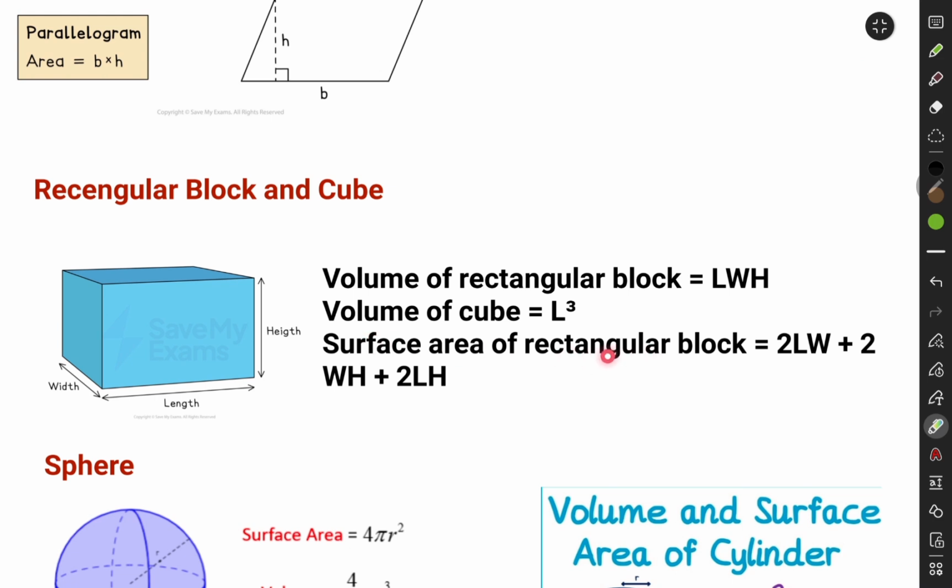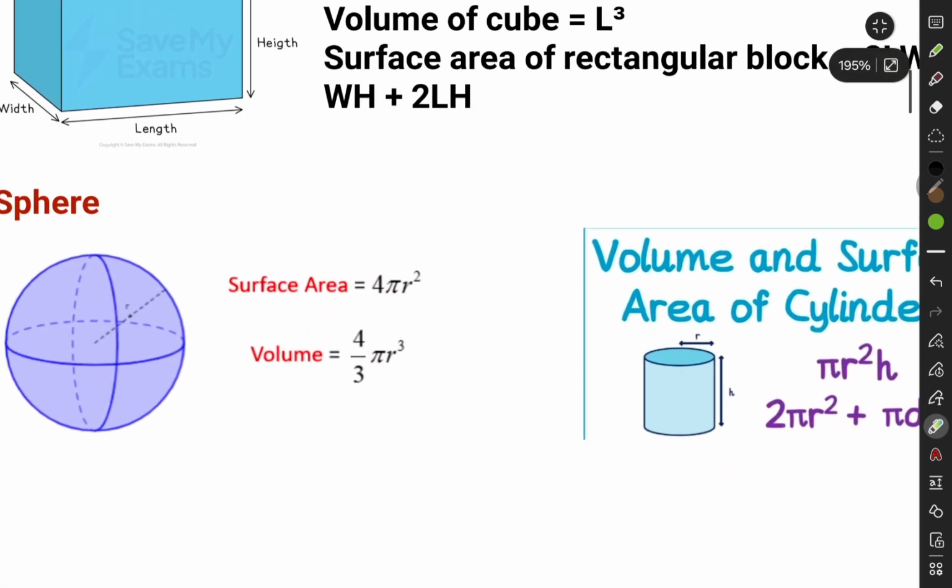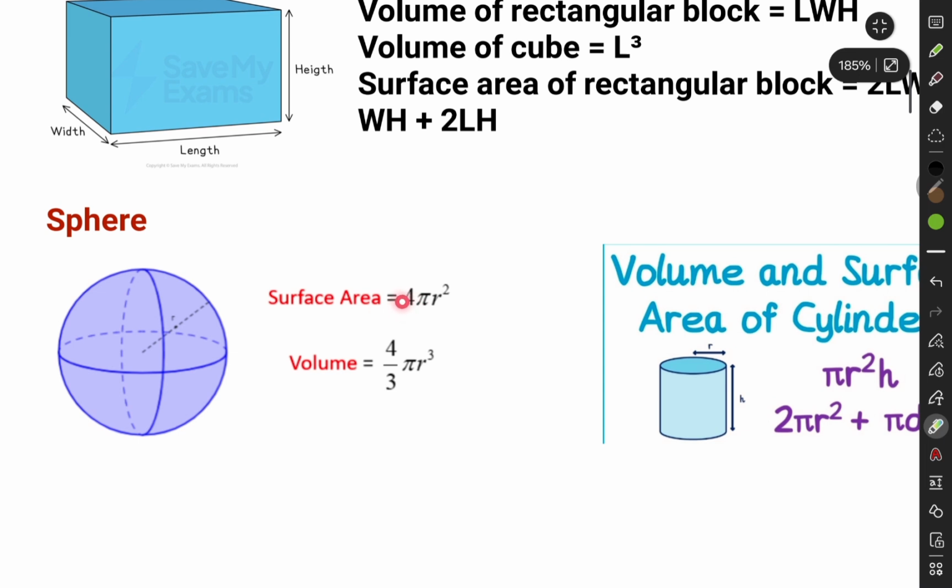And then surface area of rectangular block, I haven't seen it assessed at all. So just glance through it. Don't need to memorize it. So 2 times LW plus 2 times WH plus 2 times LH, where L is the length, W is the width, H is the height. This comes up a lot: surface area of a sphere, 4 pi r squared. Volume is going to be 4 by 3 pi r cubed. This probably comes up the most in exam.